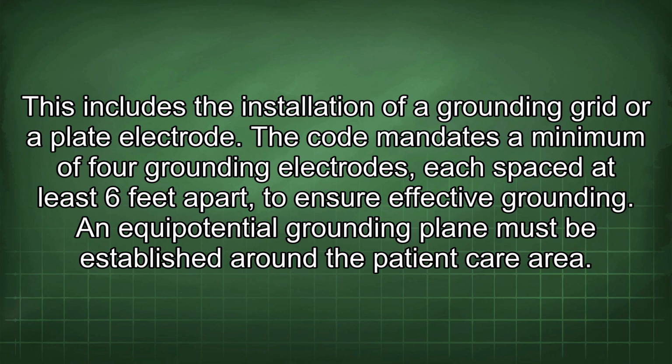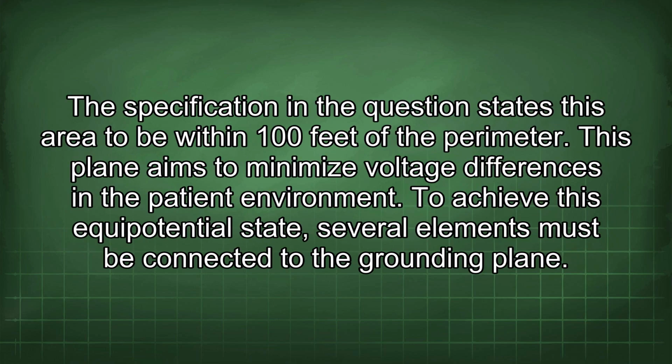The code mandates a minimum of 4 grounding electrodes, each spaced at least 6 feet apart, to ensure effective grounding. An equipotential grounding plane must be established around the patient care area. The specification in the question states this area to be within 100 feet of the perimeter. This plane aims to minimize voltage differences in the patient environment.